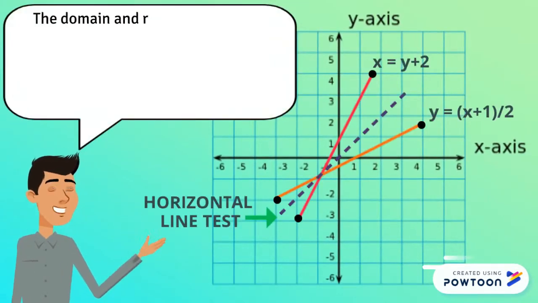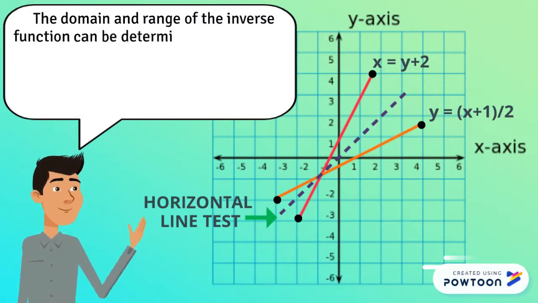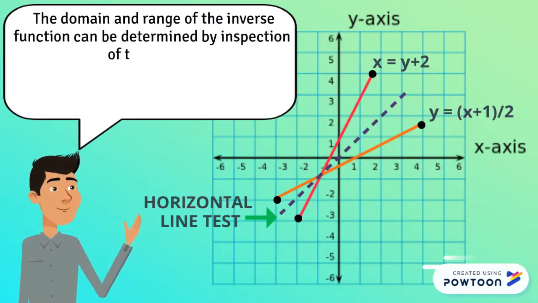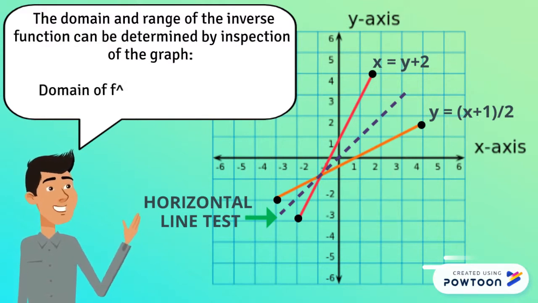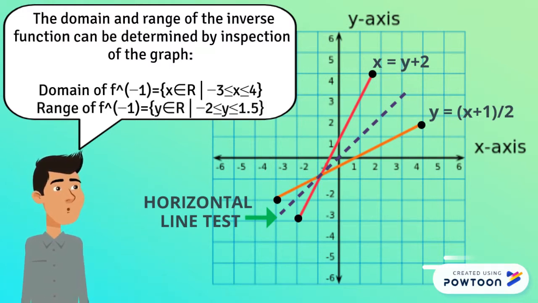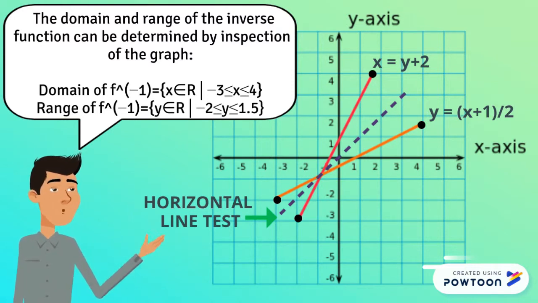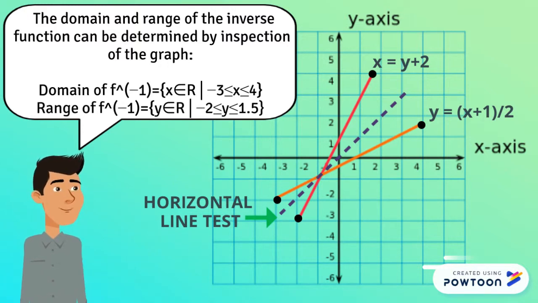The domain and range of the inverse function can be determined by inspection of the graph. Domain of the inverse function is equal to x is an element of R such that x is greater than or equal to 4 but less than or equal to negative 3. Range of inverse function is equal to y is an element of R such that y is greater than or equal to 1.5 but less than or equal to negative 2.